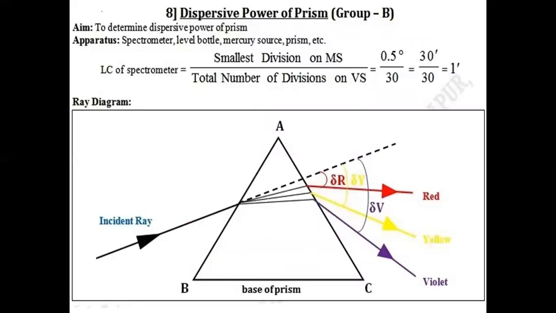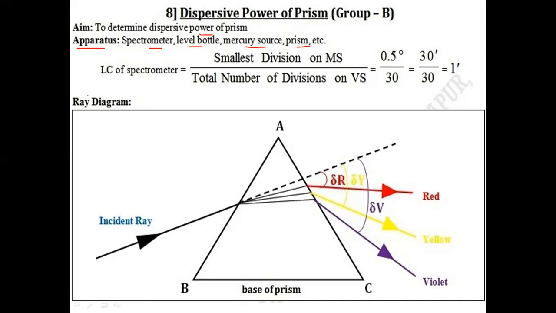The aim of the experiment is to determine dispersive power of prism. Apparatus needed for this experiment are spectrometer, level bottle, mercury source, prism, etc. You know very well that mercury source is a polychromatic source, that is, which has 7 colors.